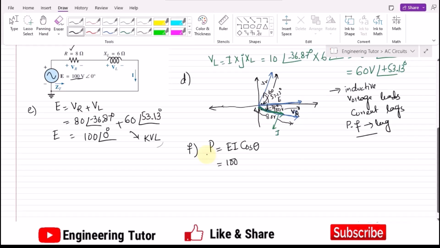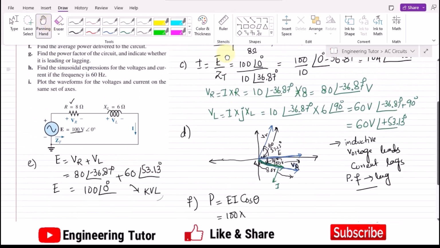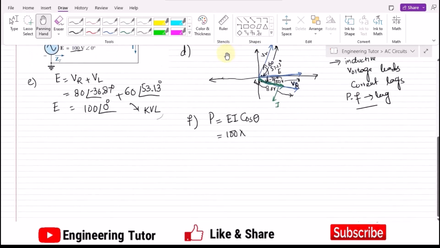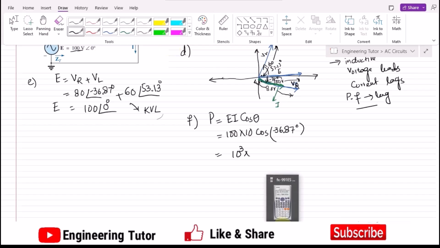So voltage is 100, the current is how much? The current is 10 with the angle of minus 36.87, and cos of minus 36.87, which is the same as that of the positive one. So writing it here, I will get 1000 multiplied by the cos of 36.87.